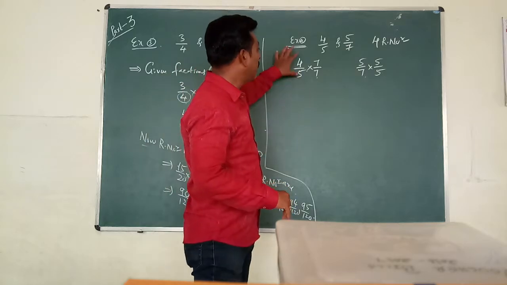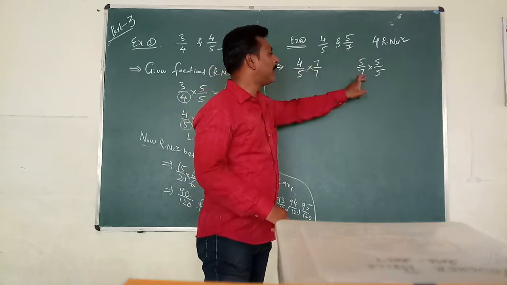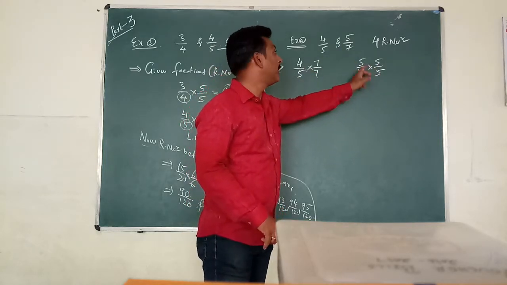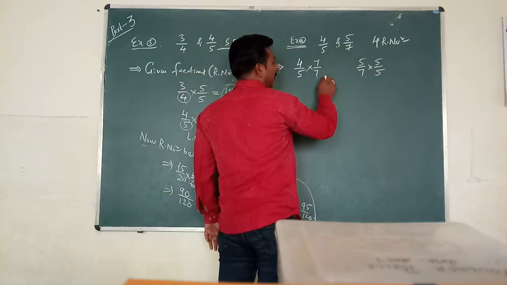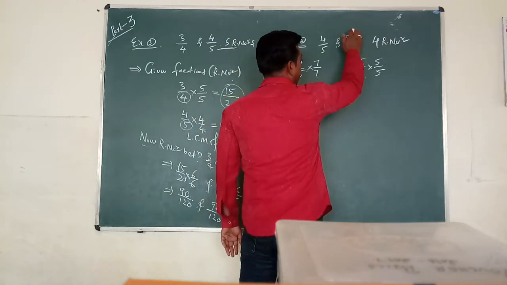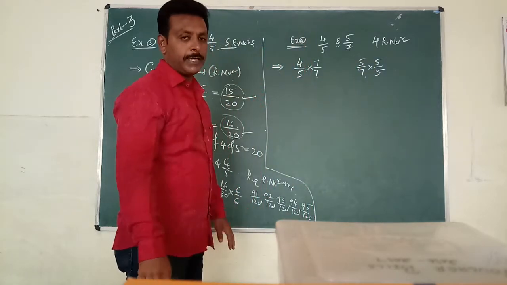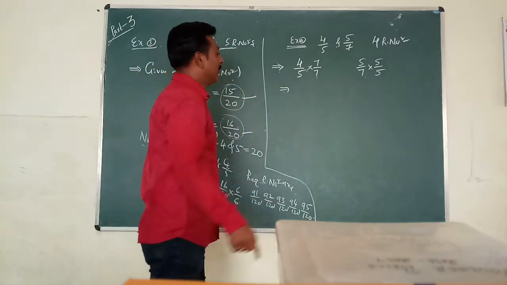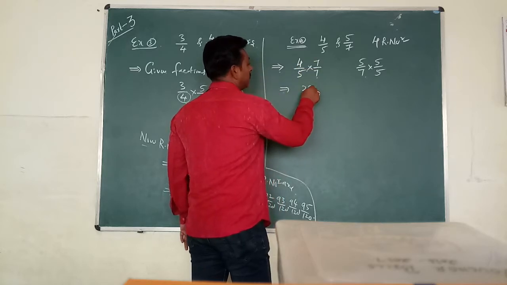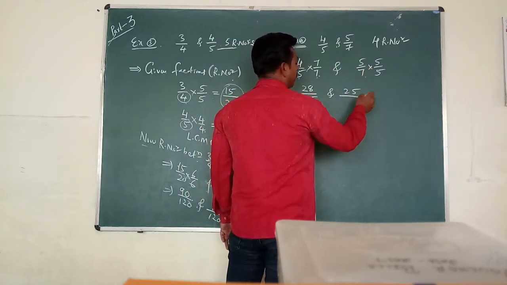You have to multiply the first fraction, both numerator and denominator, by 7. Okay, and the second fraction, both numerator and denominator, you have to multiply by 5. Logically understand this much: the first one you multiply and divide by the second denominator, and the second fraction's numerator and denominator you multiply and divide by the first denominator. Now let's start multiplication. 4 sevens are 28 divided by 5 sevens are 35, and 5 fives are 25 divided by 7 fives are 35.